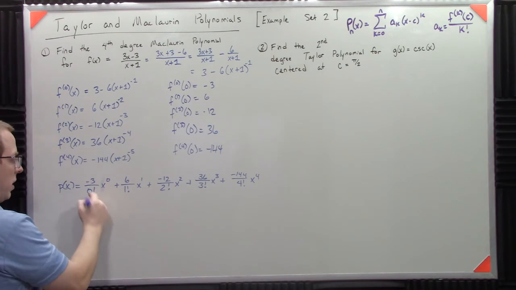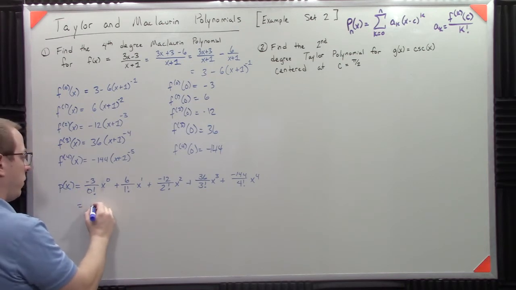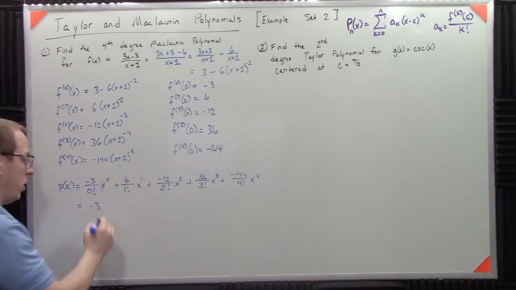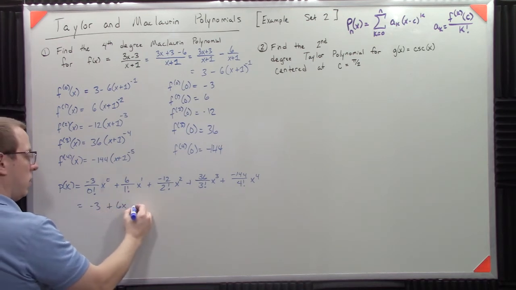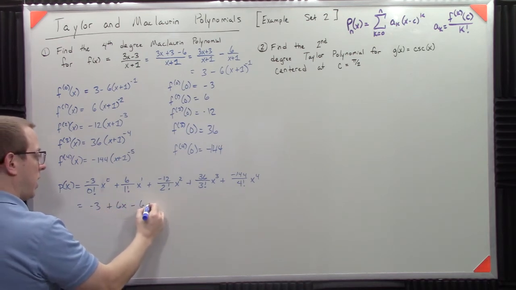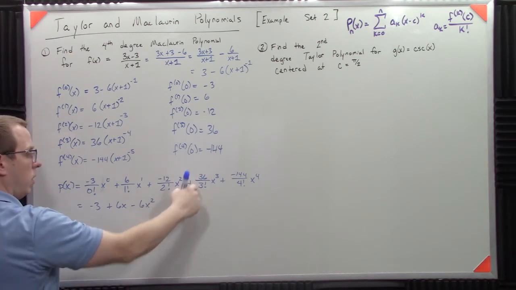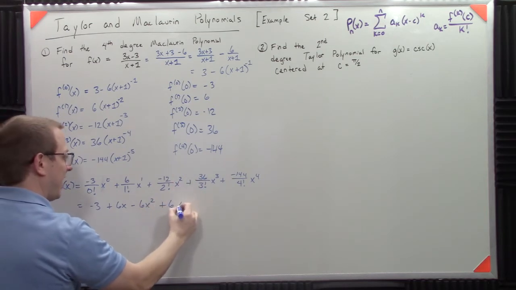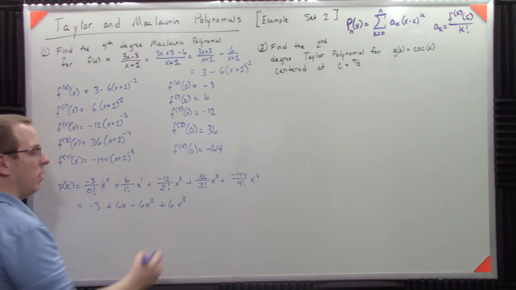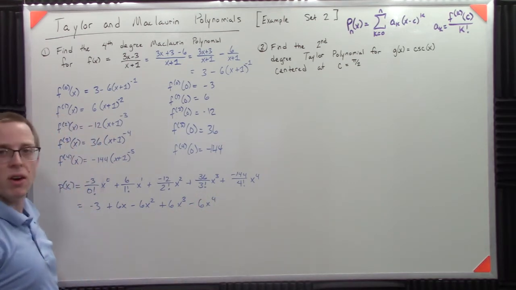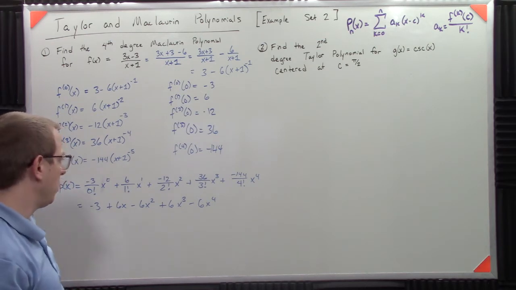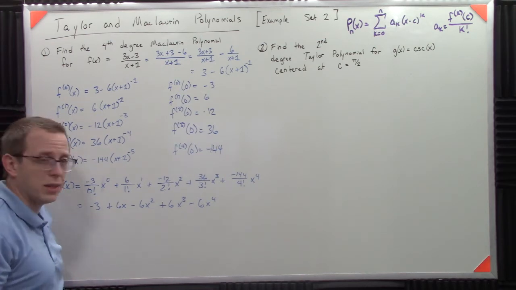And this simplifies, so 0 factorial is 1, and x to the 0 is also 1, so this simplifies to negative 3 plus 6x minus 6x squared plus 6x cubed minus 6x to the fourth. It's kind of neat, right? You end up with all these sixes here. I actually didn't expect that.